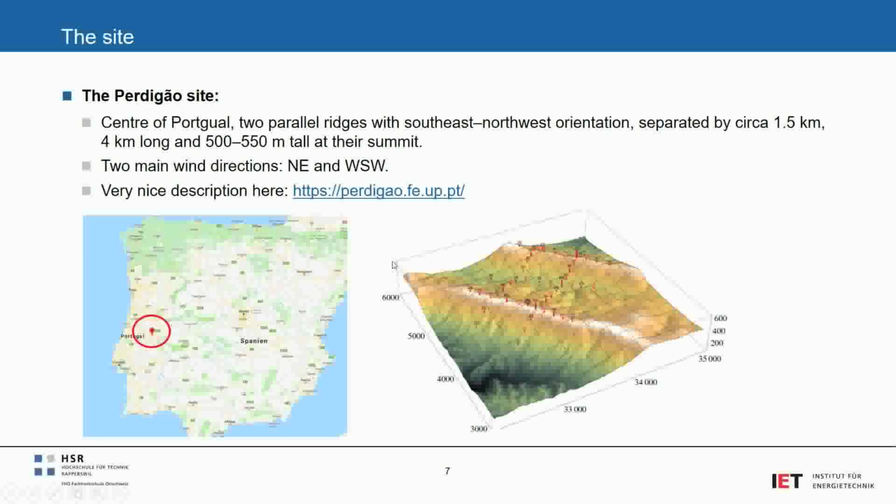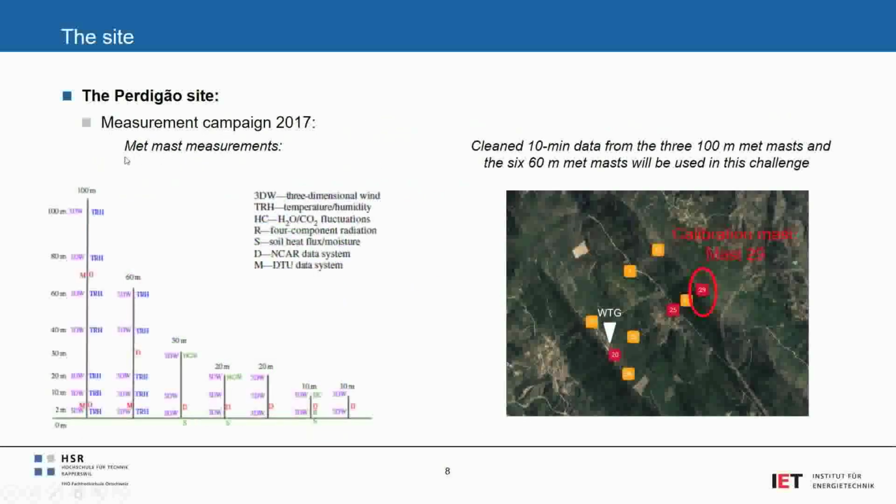And there was a very large international measurement campaign in 2017 with all these sensors here, which I won't tell you all about, but many met masts and many different measurements. And we're going to be using the 10-minute data from the 300-meter met masts and 60-meter met masts for this challenge. And they're marked on the right. So the calibration met mast is number 29, and the other ones are marked on there. The wind turbine is here.